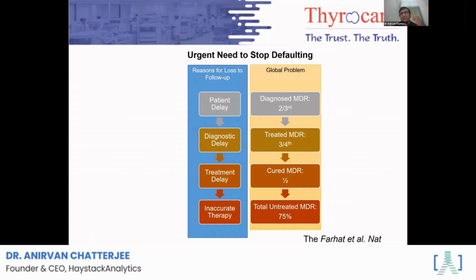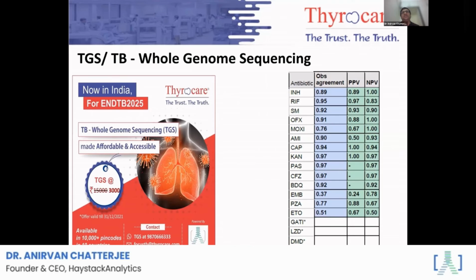Globally, we know that more than 75% of MDR are untreated. Why are they untreated? They are untreated because the patient is stigmatized. They are untreated because there is a delay in diagnostics. They are untreated because the treatment is delayed. Inaccurate therapy is probably one of the most important reasons for why we have landed ourselves in this situation and why the world has come together to rectify it today. We urgently need to stop defaulting, and whole genome sequencing is probably one of the most crucial steps the world has already taken towards it.